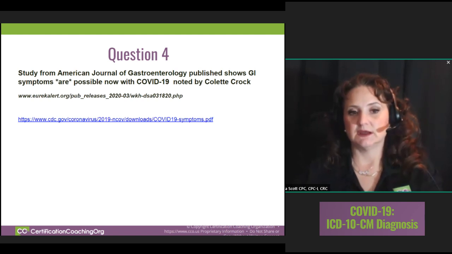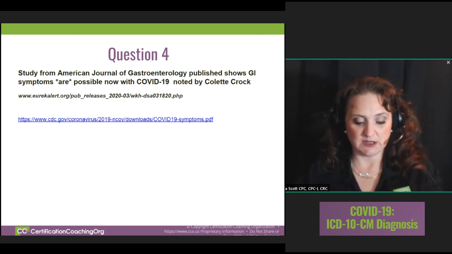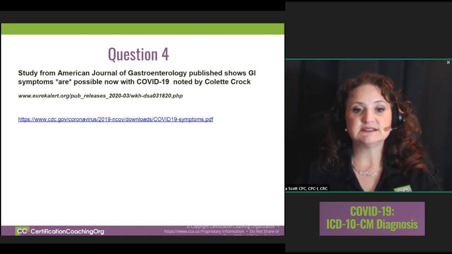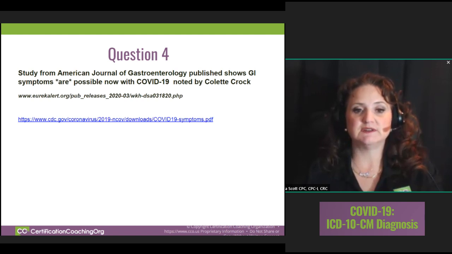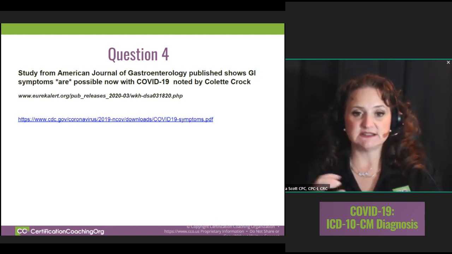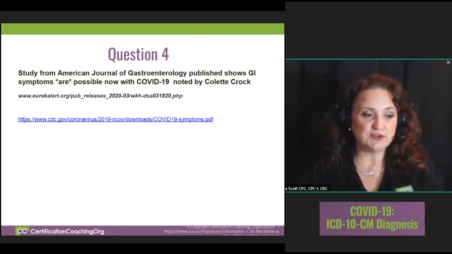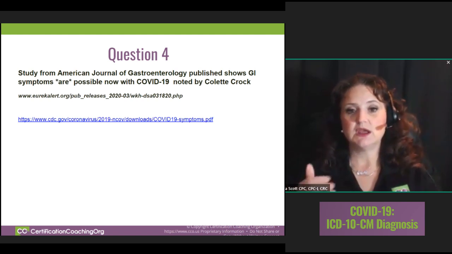Again, I can't vet that, but it looked to be a very reputable website. Since I couldn't find the exact information that Colette mentioned, and I'm assuming that she read it, I went ahead and pulled the CDC's. And of course, we know what information they're pumping out. That is the link the CDC gave for signs and symptoms. I'm going to show you that real quick because I've got it on the other screen, but it's not anything new.